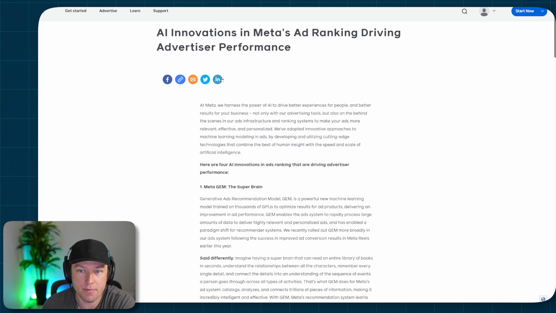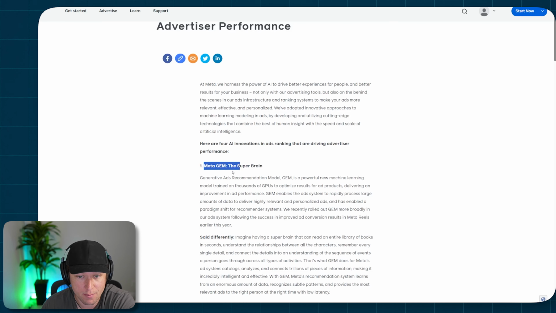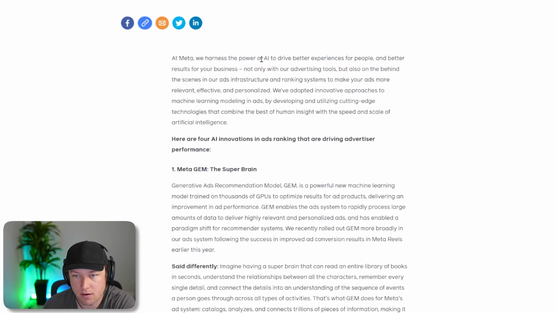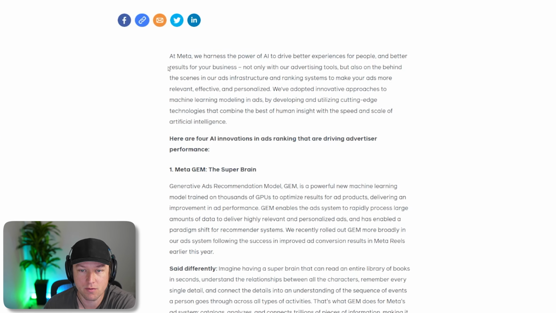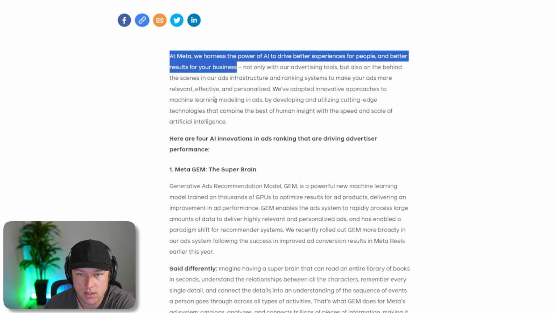So anyways, the first section that I want to cover is around Meta GEM, the brain or the beginning of how this algorithm works in the first place and what it allows it to do. So a quick summary on that is, at Meta, we harness the power of AI to drive better experiences for people and better results for your business. Okay, so this is obviously the key indicator that we know: we want to have users that have a better experience that retains the overall people that are on the platform.